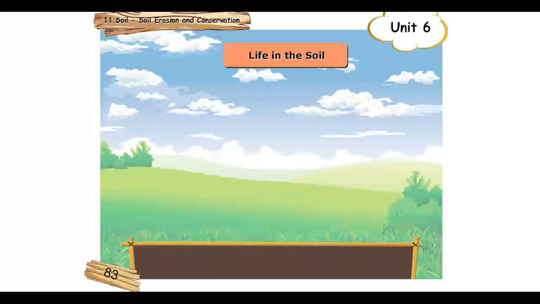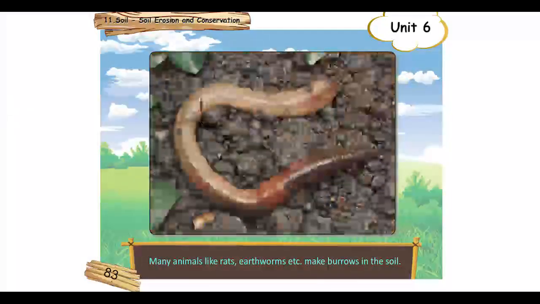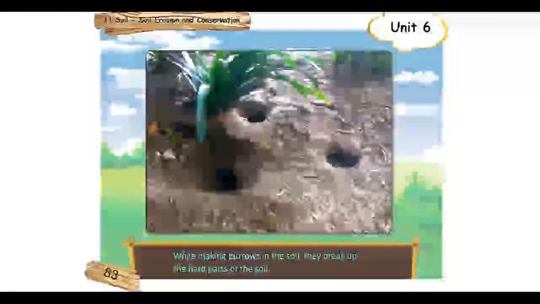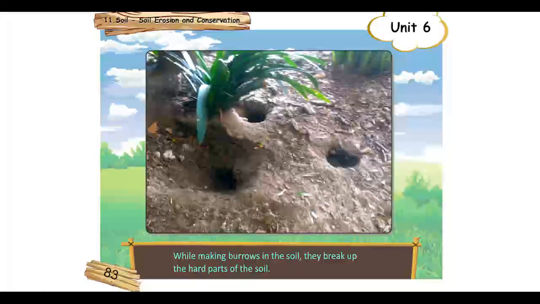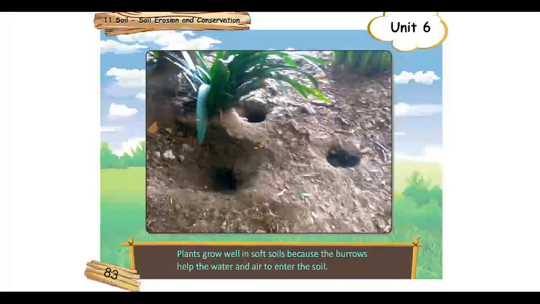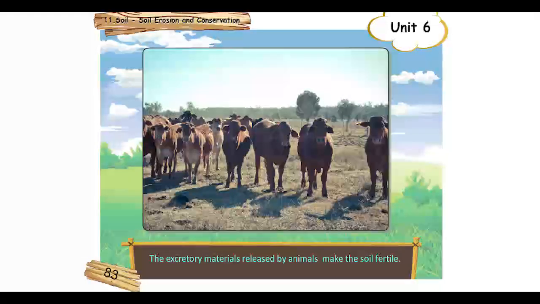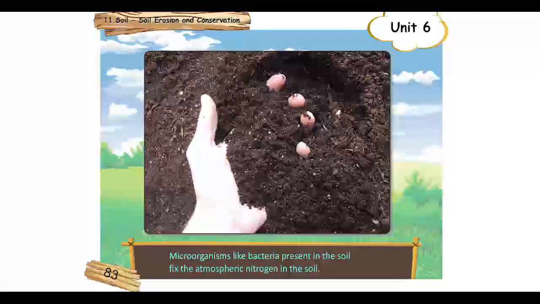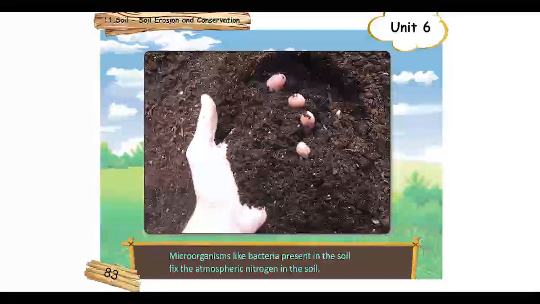Life in the soil. Many animals like rats, earthworms, etc. make burrows in the soil. While making burrows in the soil, they break up the hard parts of the soil. It helps to keep the soil soft. Plants grow well in soft soils because the burrows help the water and air to enter the soil. The excretory materials released by animals make the soil fertile. Microorganisms like bacteria present in the soil fix the atmospheric nitrogen in the soil.